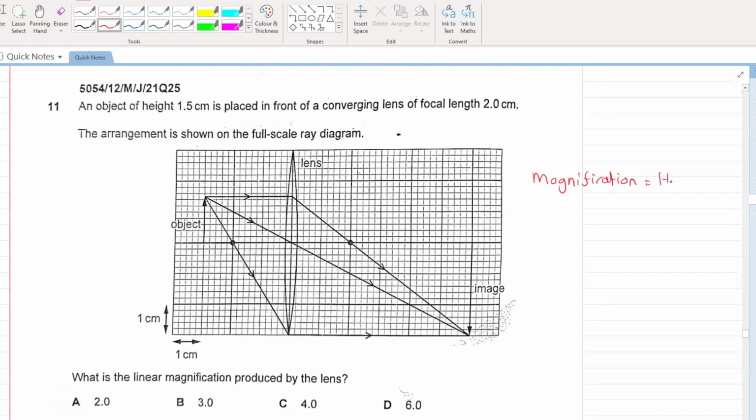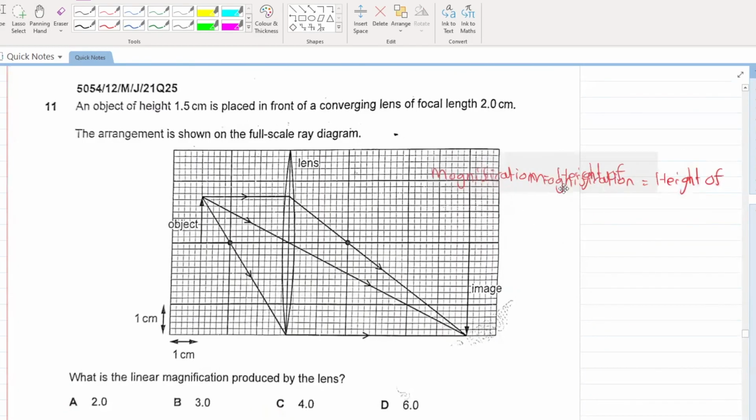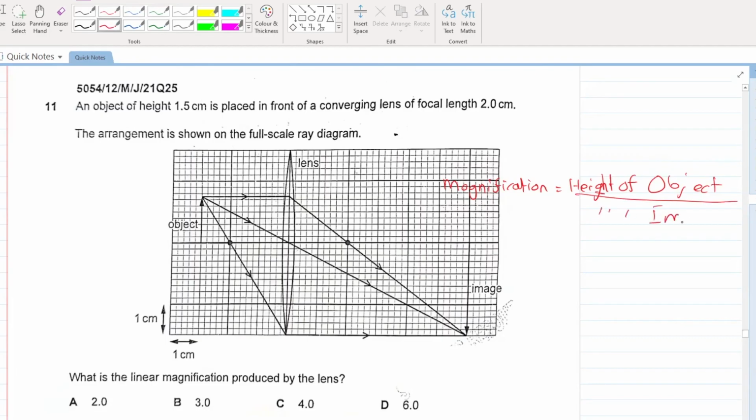We take the height of object divided by the height of the image. So let's see here: 1, 2, 3, 4, 5, 6, 7, 8, 9, 10, 11, 12, 13, 14, 15. So the image is covering 15 boxes.